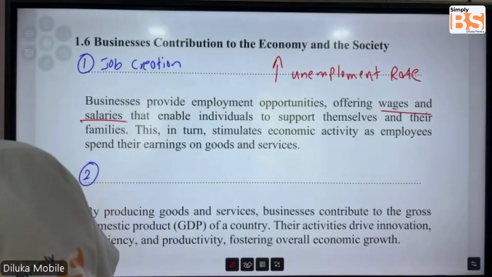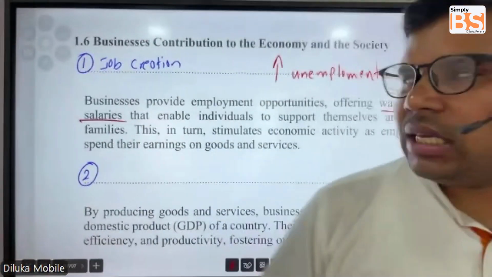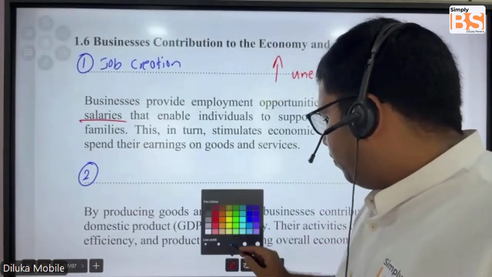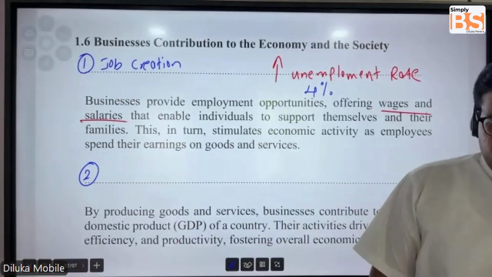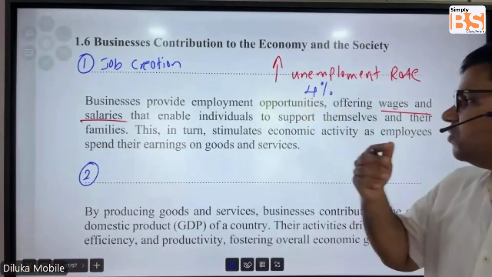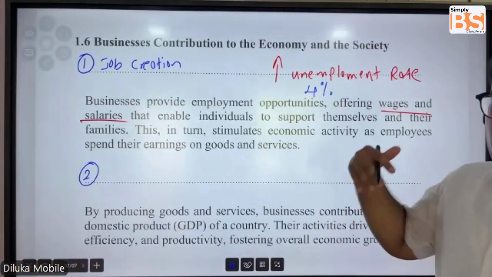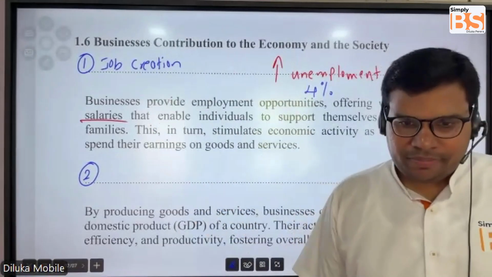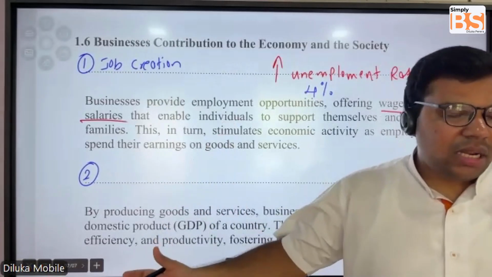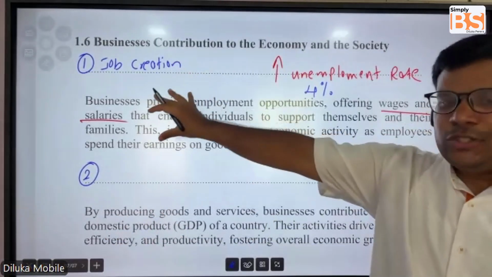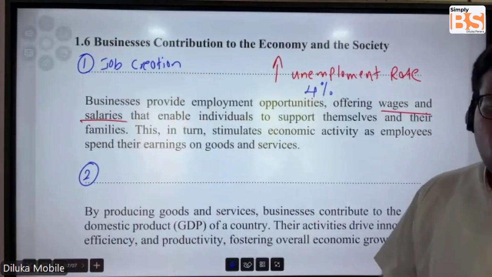So according to the reports, students, the unemployment rate in Sri Lanka is around 4%, which is at a very low rate. That is good, right? According to the latest figures, it is around 4%, like 3.8. If this goes to 60%, 70%, that's a very big problem, right? Then the government has to look after these people. It's a big burden, a big cost for the economy. So business organizations are contributing by providing jobs so that this unemployment rate will go down, right?